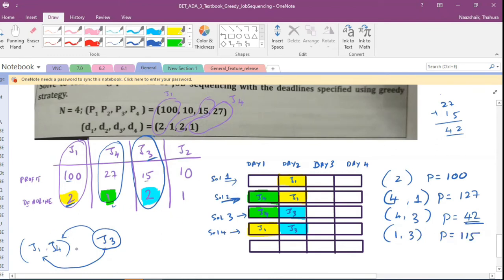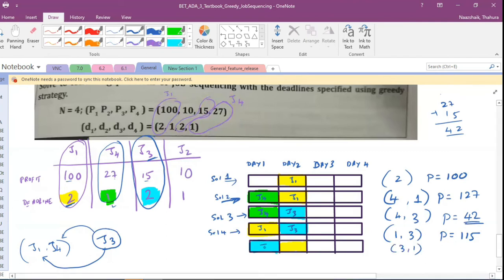Correct. Any other combinations possible? 3 and 4 I did, 3 and 1 I did. Okay. Now, any combination of sequence I can do between 1 and 3. Is 1 and 3 hard and fast, or can I do 3 and 1 also? I can do this first. This is also possible, no? Both are meeting their deadlines.